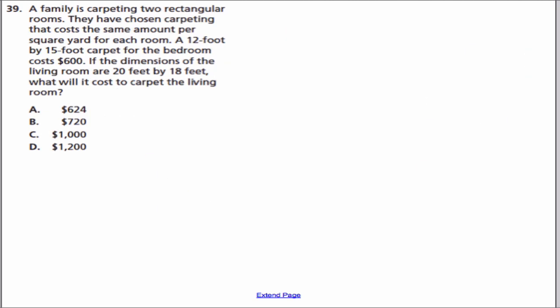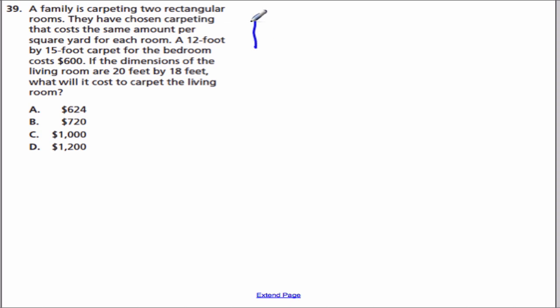Number 39. A family is carpeting 2 rectangular rooms. They have chosen carpeting that costs the same amount per square yard for each room. A 12-foot by 15-foot carpet for the bedroom costs $600. If the dimensions of the living room are 20 feet by 18 feet, what will it cost to carpet the living room? All right, so let's again go back and let's draw out the picture.